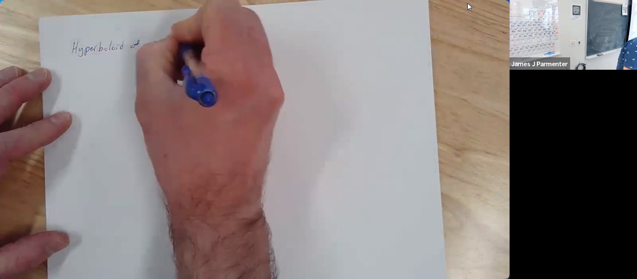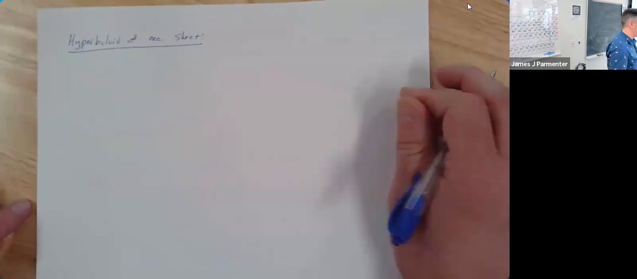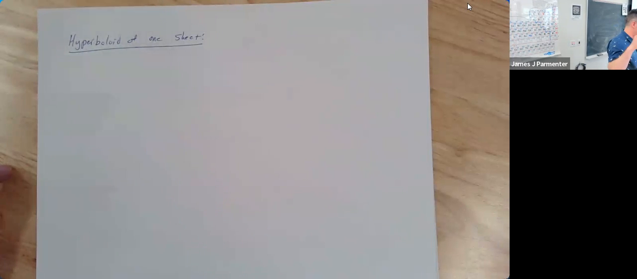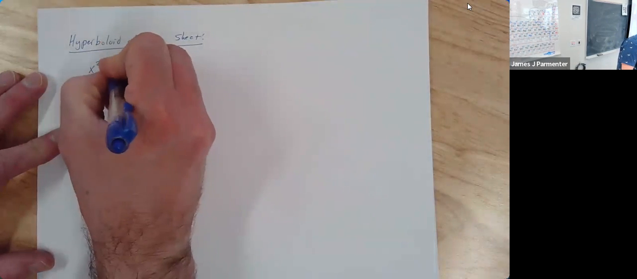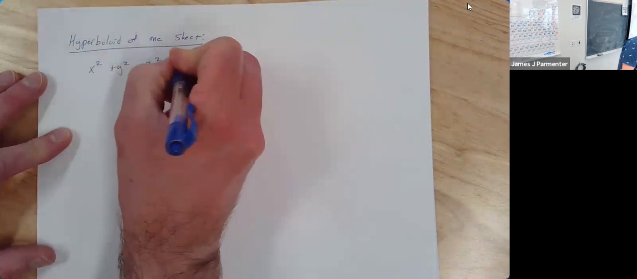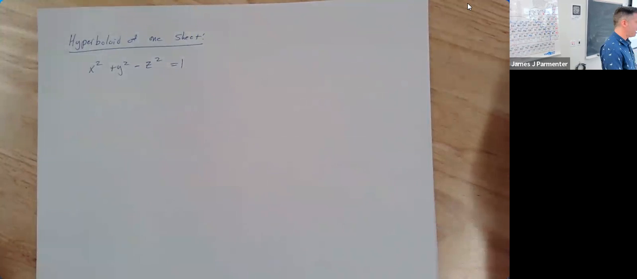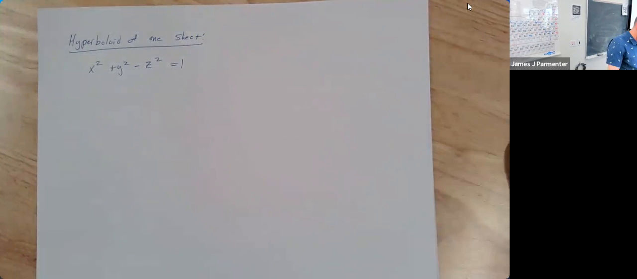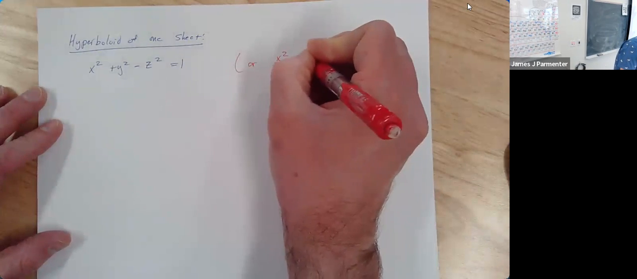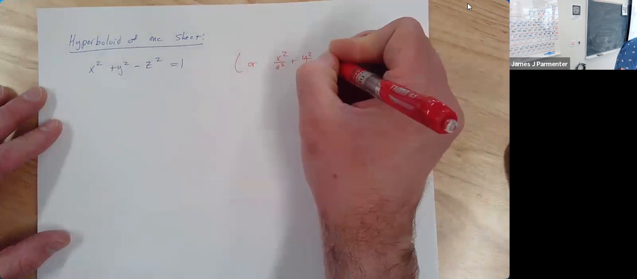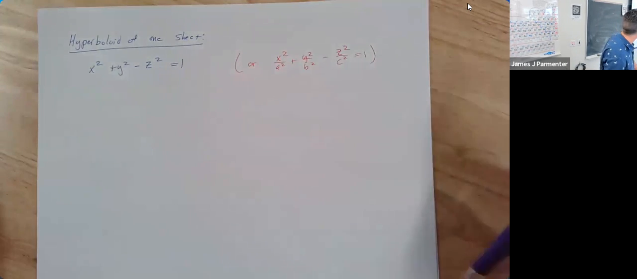of 1 sheet. You know what? I think I have a good handout somewhere that I'll post on Canvas as well about all this stuff. So hyperboloid of 1 sheet, you've got x squared plus y squared minus z squared equal to 1. That's the way it's usually thought of. The more all-encompassing way is x squared over a squared plus y squared over b squared minus z squared over c squared is equal to 1.